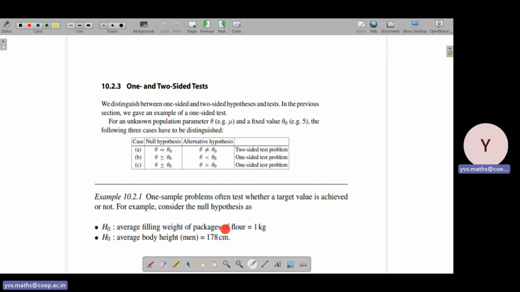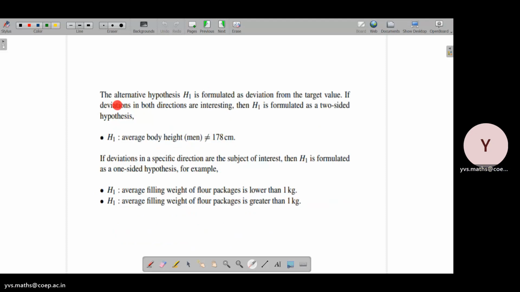So these are the null hypothesis examples that are given over here. And the alternative is formulated as the deviation from the target value. So if the deviations are in both the directions, then it is called a two-sided hypothesis. This we have already seen. So if I say that H1 is average body height is not 178 centimeter, then we'll call it a two-sided testing of hypothesis because the inequality is involved.